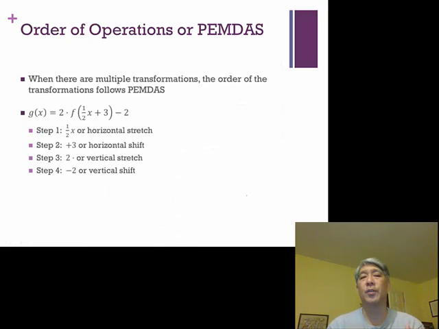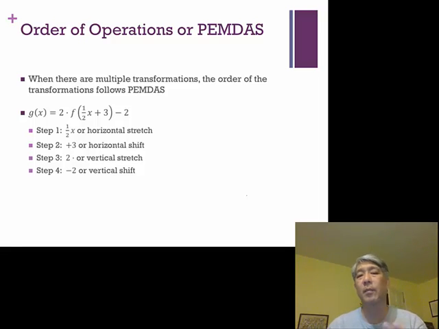When there are multiple operations, the order of transformations follows PEMDAS, or the same order of operations. So if I had this function g of x is equal to 2 times f of 1/2 x plus 3, minus 2, it's really complicated. There are 4 transformations going on here. I could even get more transformations by putting the reflections in as well. Treat the reflection as its own operation. It's a multiplication. You're basically multiplying by a minus 1.